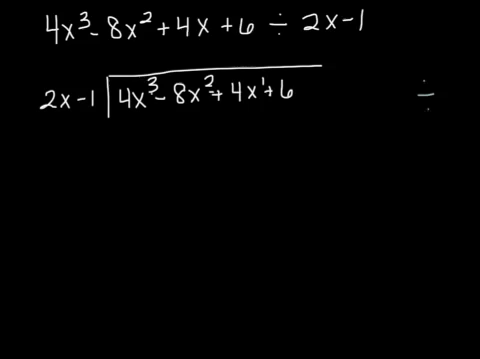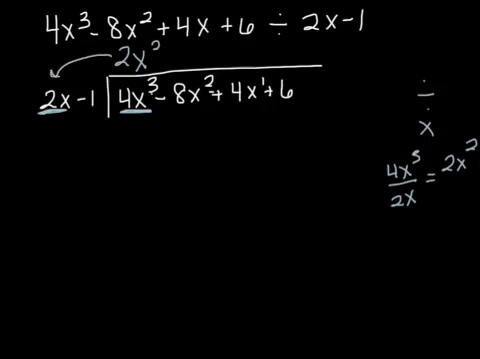All right, so our pattern. The first thing we're going to do is we're going to divide. So we're going to take this term and divide it by this term. So I'm going to do it off to the side. 4x to the third divided by 2x equals 2x squared. So we'll put 2x squared right here. Then we're going to multiply. So I'm going to multiply by distributing. 2 times 2 is 4, x to the third, minus 2x squared.